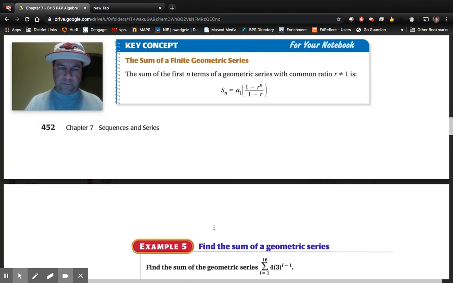All right. Find the sum. Okay. And they use the summation sign, so we'll use it too. I use n. I like n better. I's just mess me up. I's, that's the square root of -1.